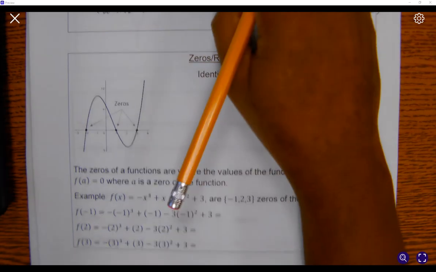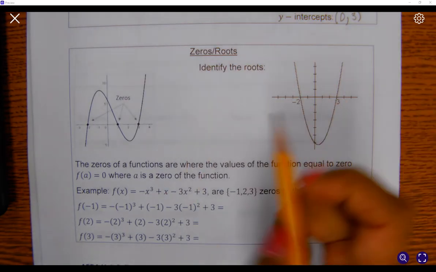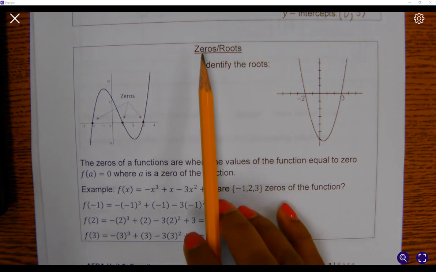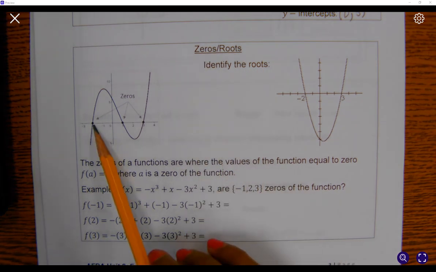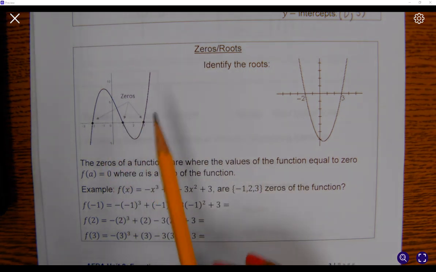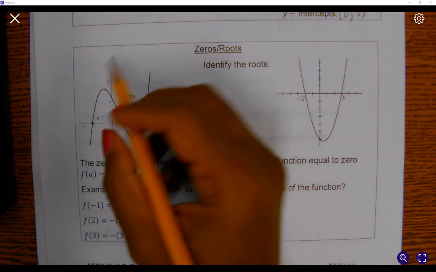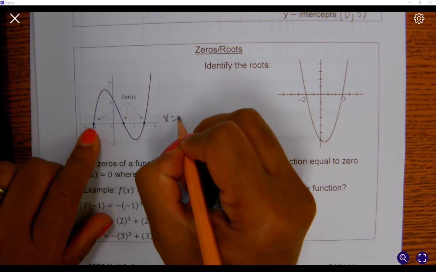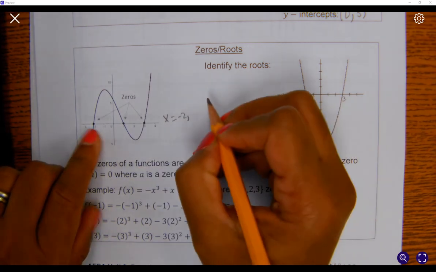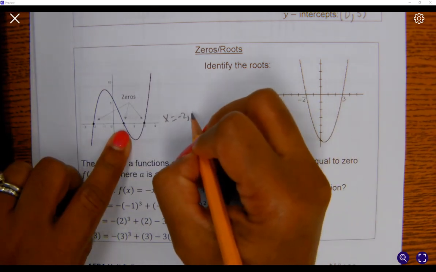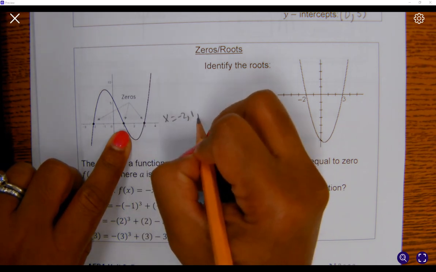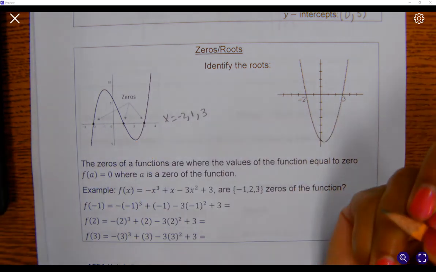Okay? And then another vocab word that goes with the intercepts, or mainly x-intercepts, are the zeros and roots. So when you're asked to find a zero of a function, it's the same thing as an x-intercept, but it's just different how we write it. So for this function right here, we say, well, the zeros exist at x equals -2. We don't write it as a coordinate. We just give the point. The x-coordinate. There's an x-intercept at 1, and there's an x-intercept at 3.